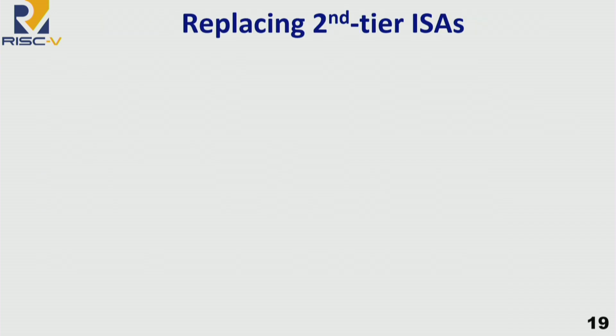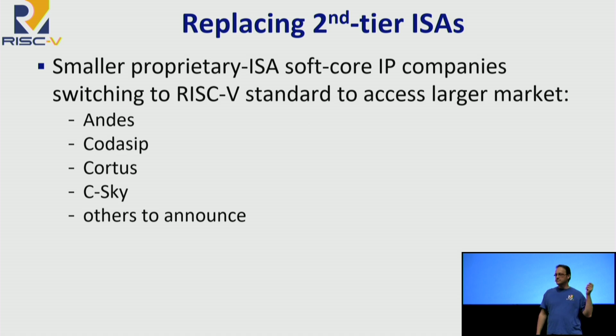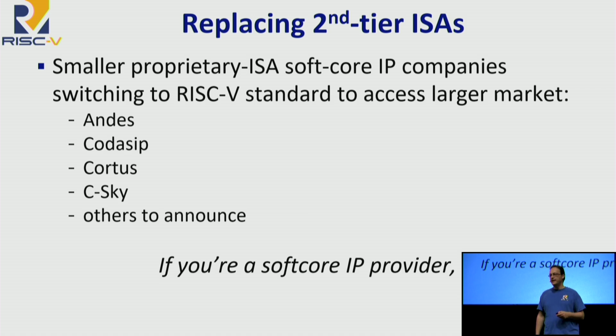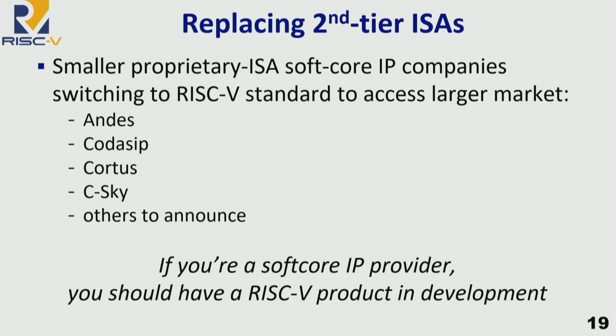One of the phenomena is the replacement of second-tier ISAs. There are many companies who had a proprietary ISA. They had a limited market of customers who were prepared to pay less to get a core that maybe wasn't as well known or well supported. But all those companies are seeing there's a much bigger market if they go with the RISC-V standard. Some examples: Andes, Codasip, Cortus, C-Sky. These are all companies that had their own business with their own ISA. They've now moved and are now providing cores based on RISC-V. And the message is, if you are a soft core provider, no matter how big, you should have a RISC-V product in development, because this is what customers will be asking for.